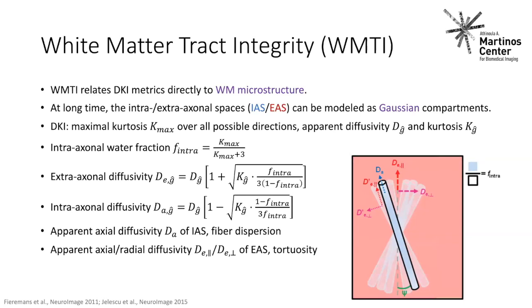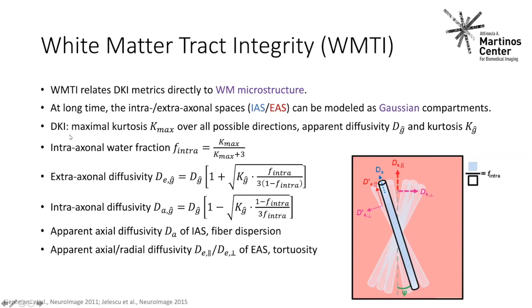Another application is called white matter tract integrity, or WMTI. WMTI relates DKI metrics directly to white matter microstructure. At long time, the intra- and extra-axonal space can be modeled as Gaussian compartments. We usually assume that the diffusion along the intra-axonal space is Gaussian, and transverse diffusivity is almost 0 because the axon is too thin, too narrow. And for extracellular space, the diffusion is Gaussian, but it's anisotropic Gaussian.